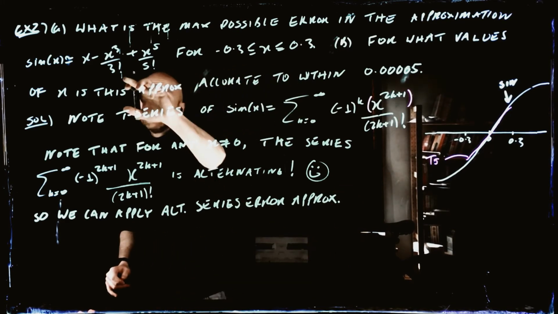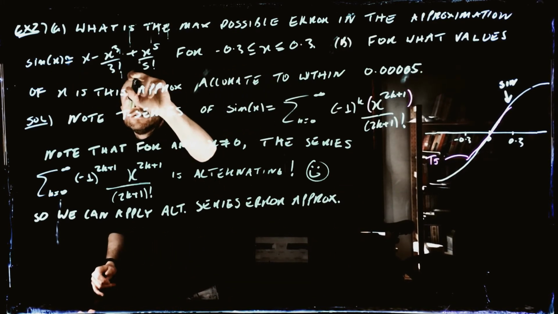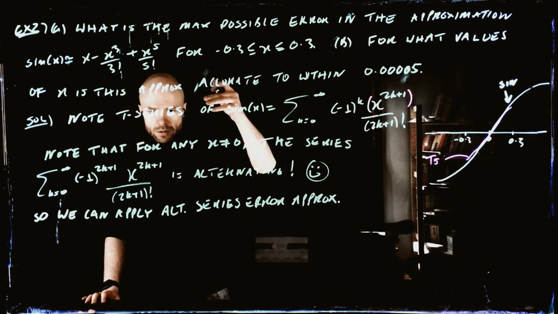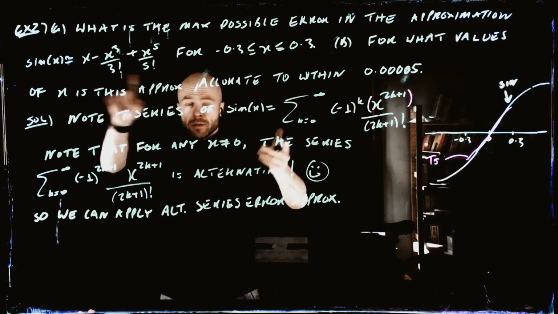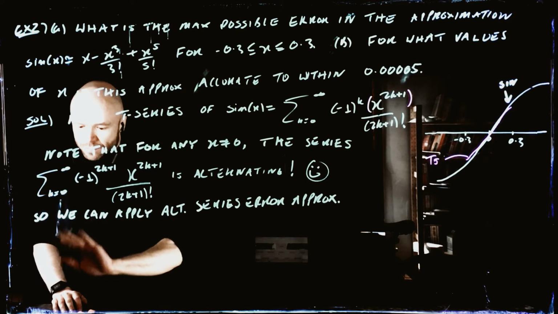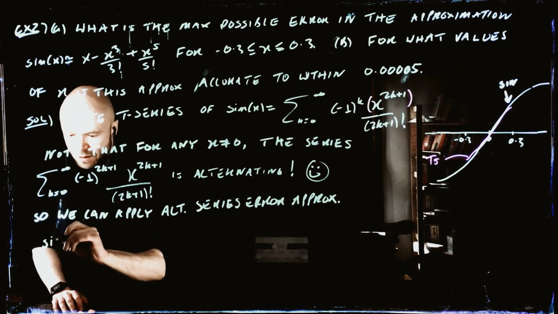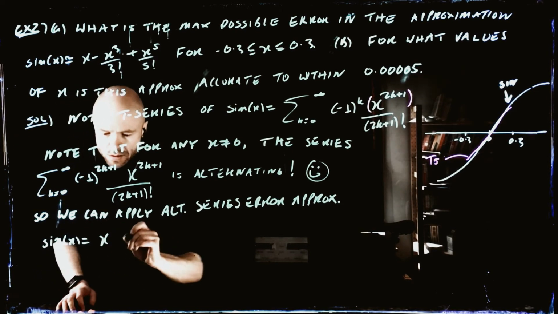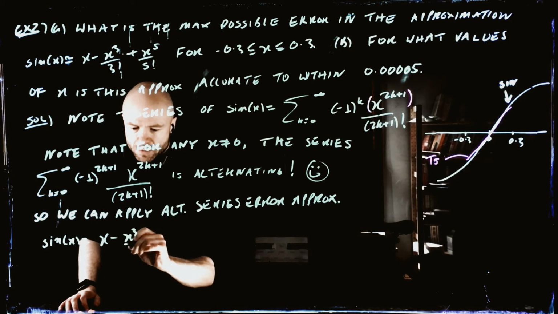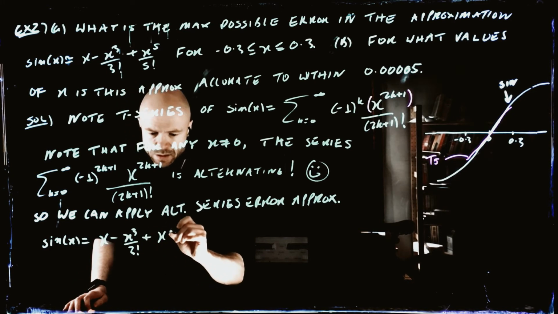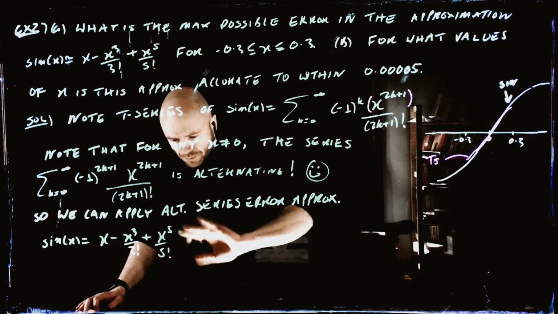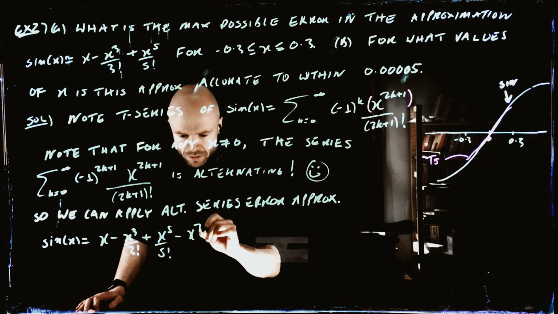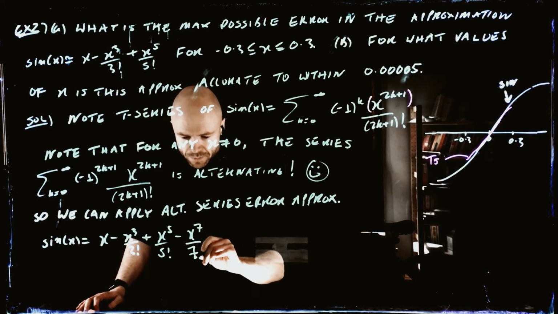So, we want to find out how close this thing is to its 5th degree Taylor polynomial. Yeah? And if we write out the first terms of this thing, sine of x is equal to x minus x to the 3 over 3 factorial plus x to the 5 over 5 factorial. And the next term will be minus x to the 7 over 7 factorial, right?